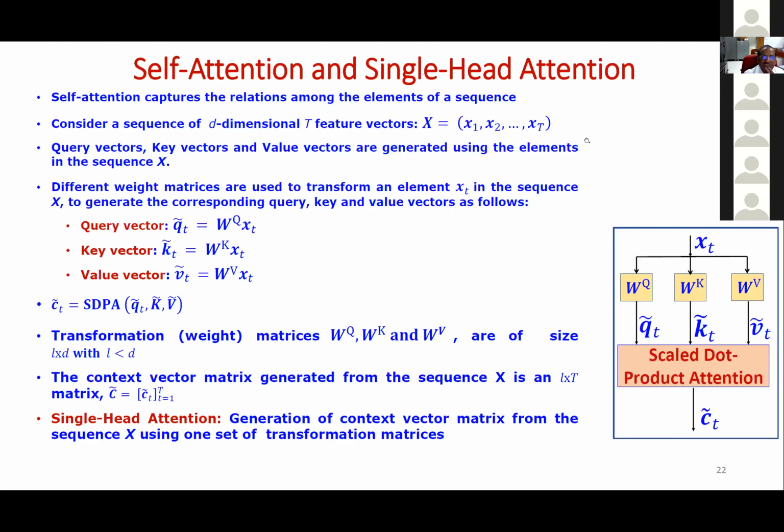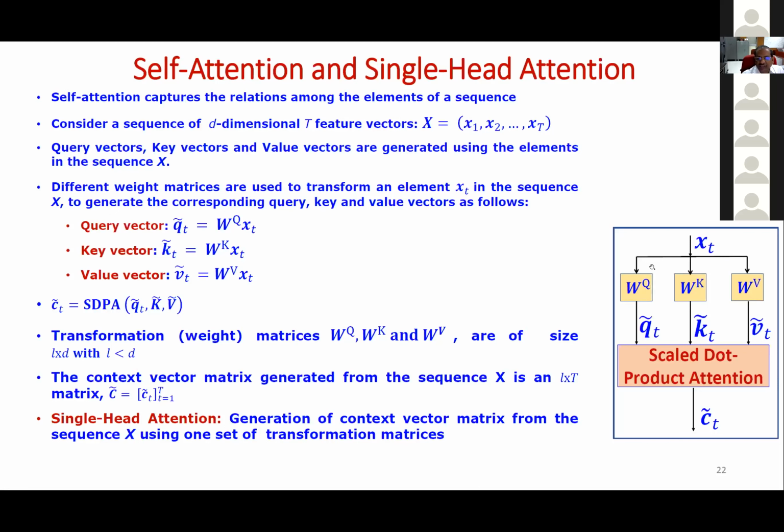That's why it's called self-attention, because we are trying to capture the relations among the elements of a particular sequence. Now, if I take a particular query vector here and perform this scaled dot product attention to generate the corresponding context vector, we are trying to capture the relation between Xt with respect to all the other elements of the sequence and then generate this context vector. Okay, that's why it's called self-attention. That's what is illustrated in this diagram also here.